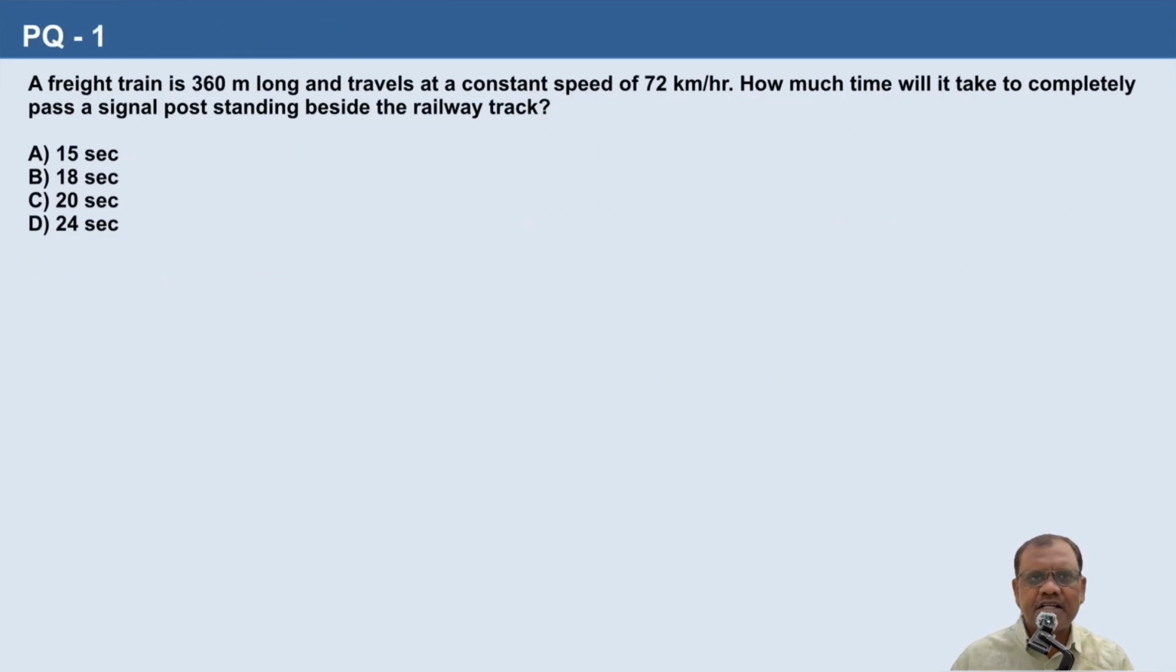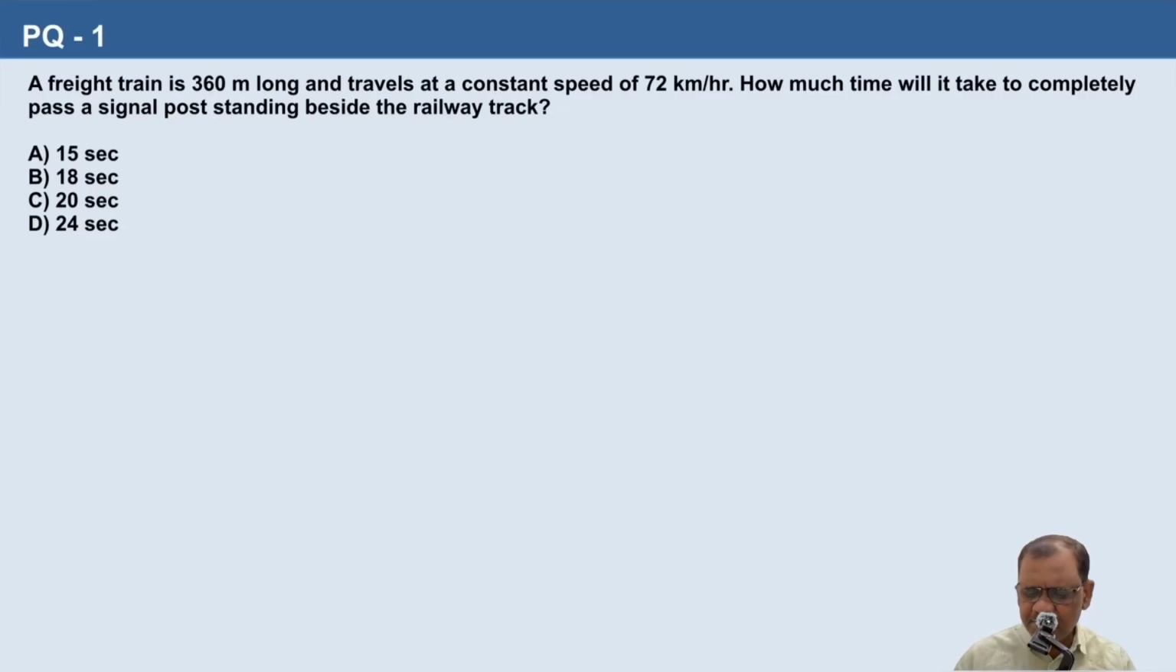So now let us see practice questions based on these concepts. A freight train is 360 meters long and travels at a constant speed of 72 kilometers per hour. How much time will it take to completely pass a signal post standing beside the railway track? Here the signal post is a standing object. The speed of the train is given as 72 kilometers per hour and the length of the train is 360 meters. So we have to convert speed from kilometers per hour to meters per second.